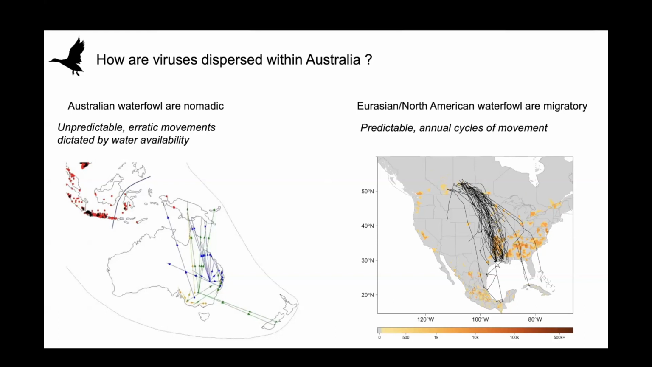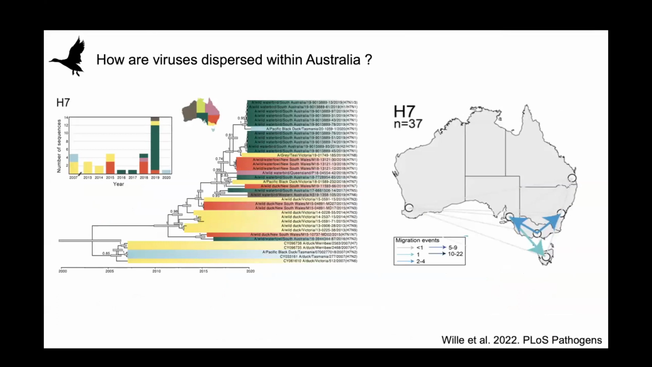I don't know how they do it. It's really incredible. Like it can rain in the middle of the desert, and one day later, all these ducks will be there. How they do it, I don't know. But it means we can't really predict where viruses are moving or how they're moving around the landscape. And so we've tried to look at this a little bit with virus genomics.